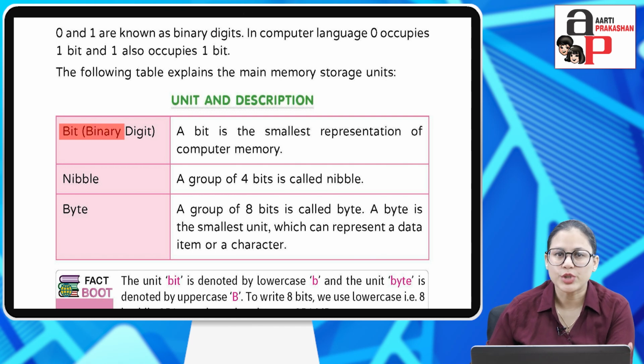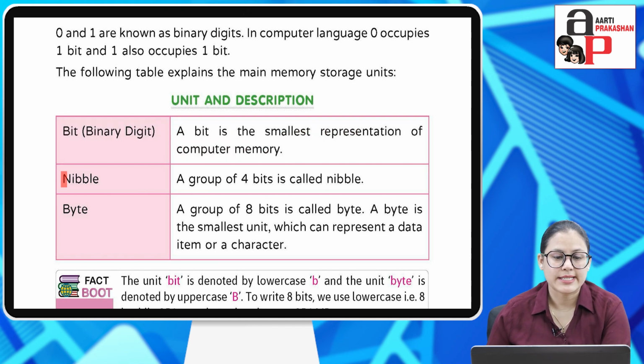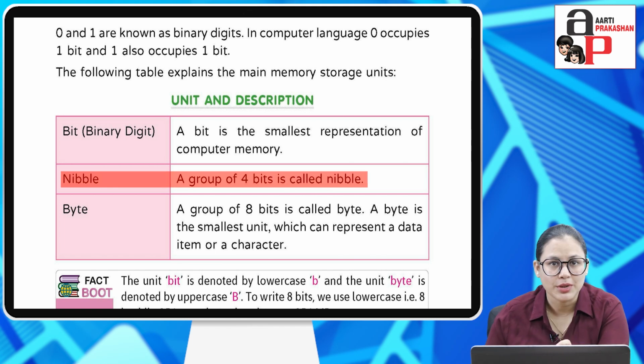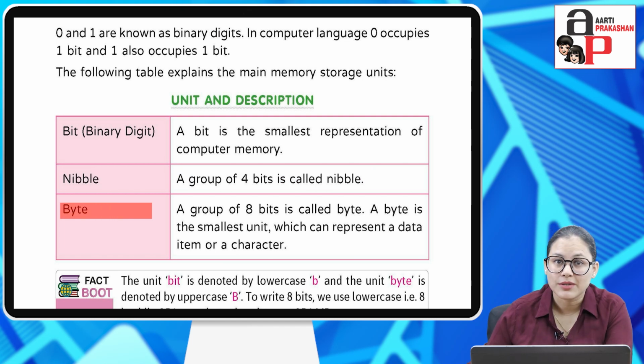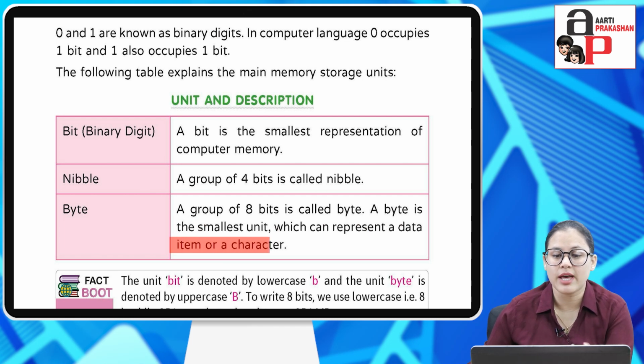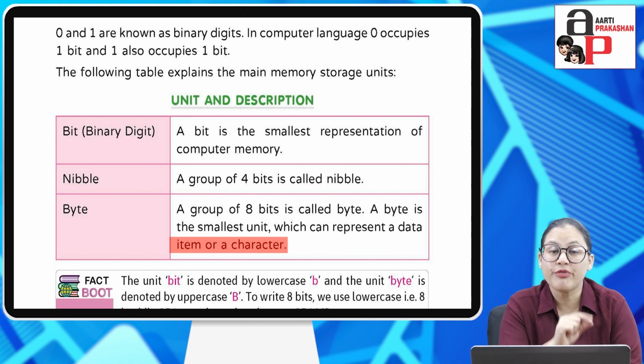Number 1, bit, which is also known as binary digit. A bit is the smallest representation of computer memory. Next is nibble. A group of 4 bits is called a nibble. Means 4 bits make a nibble, right? Next is byte. A group of 8 bits is called a byte. A byte is the smallest unit which can represent a data item or a character. So a group of 4 bits is a nibble and a group of 8 bits is a byte, B-Y-T-E.